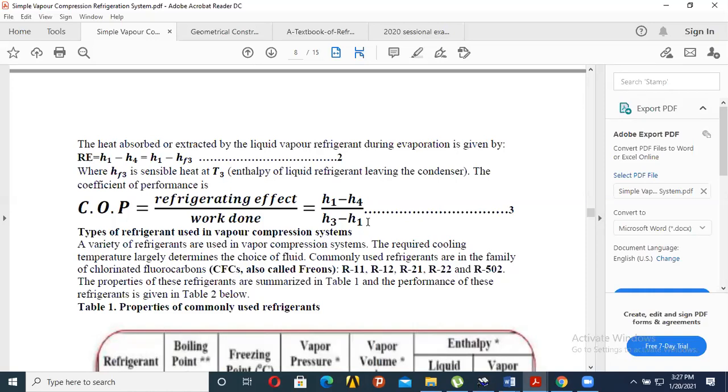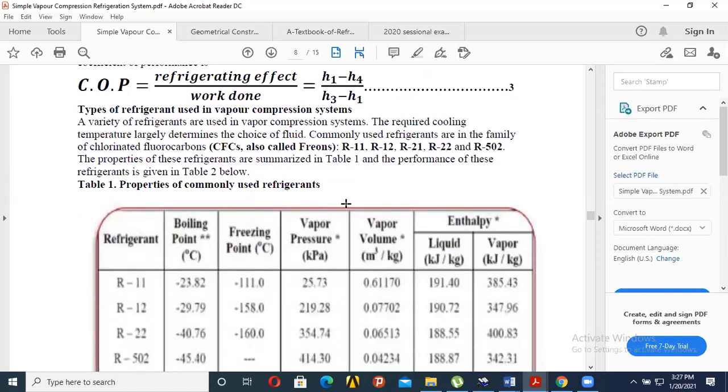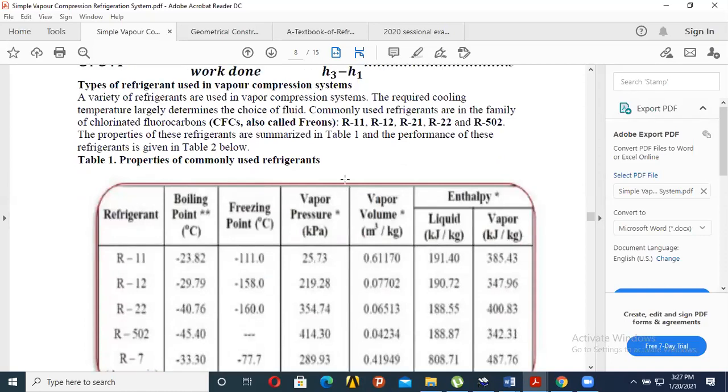So the major work that we'll be doing, especially in your calculations, is to find enthalpy 1, enthalpy 2 at every point. First thing is find enthalpies at every point, and then you are good to go to answer any question. This just gives you some of the types of refrigerant that are used in vapor compression systems.